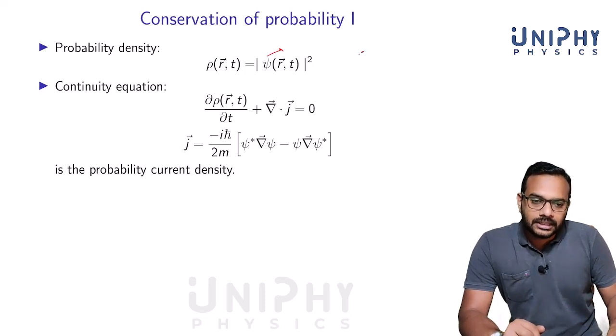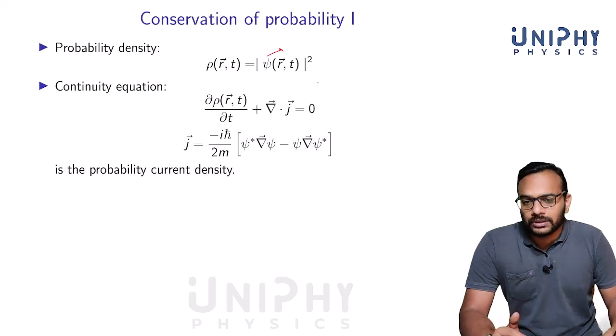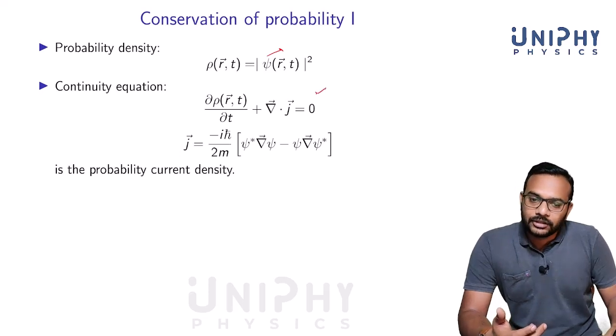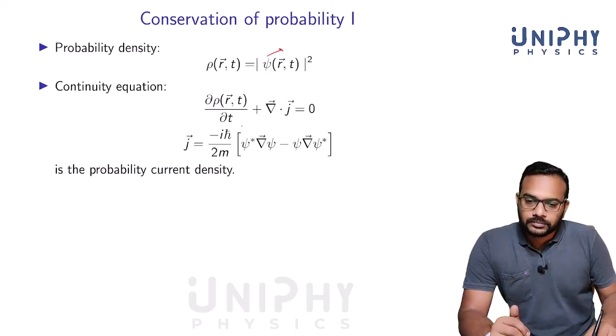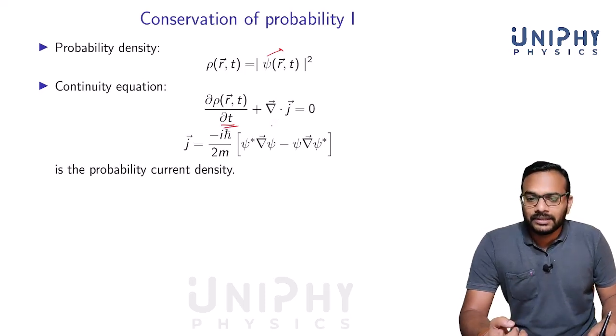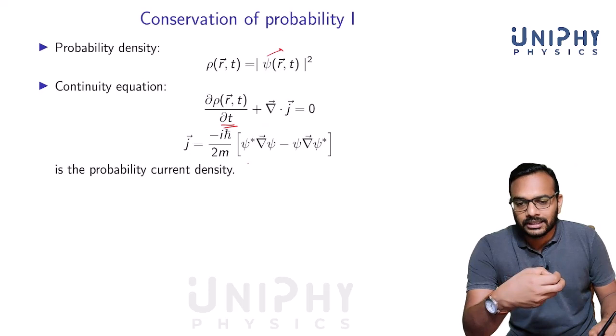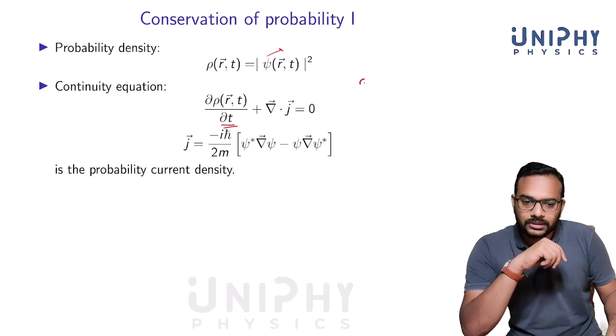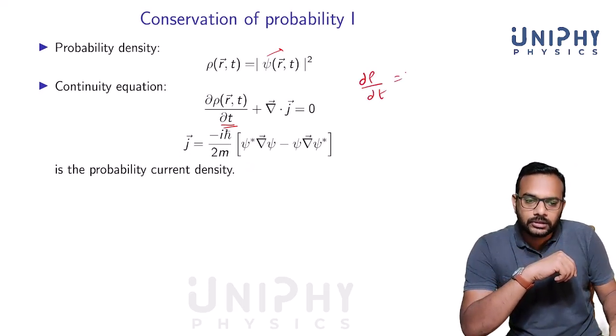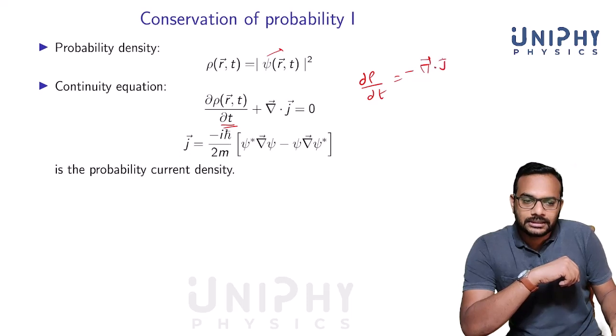In the case of charges, we know that if you have a small volume and the charges are increasing, this equation says that there should be a current into this particular volume. If the charge density is decreasing in this volume, that means there has to be an outflow. That's essentially what this kind of equation tells us. So if the probability is increasing within a volume, then there's a negative divergence, so to speak. Because you can write dou rho by dou t equal to minus del dot j.